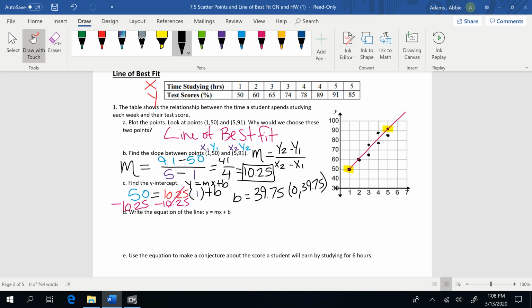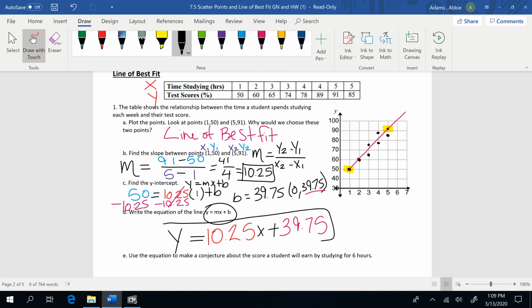We just have to insert those into our equation here. So, y equals my slope, which was 10.25, multiplied by x, plus our y-intercept, which was 39.75. And guys, that's the approximate equation for the line of best fit.